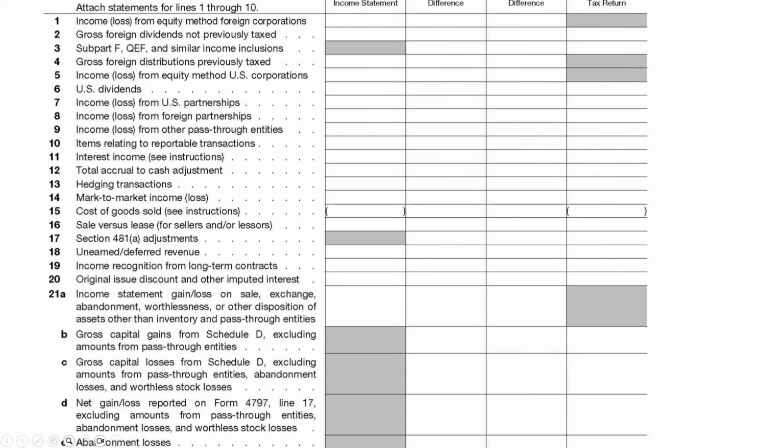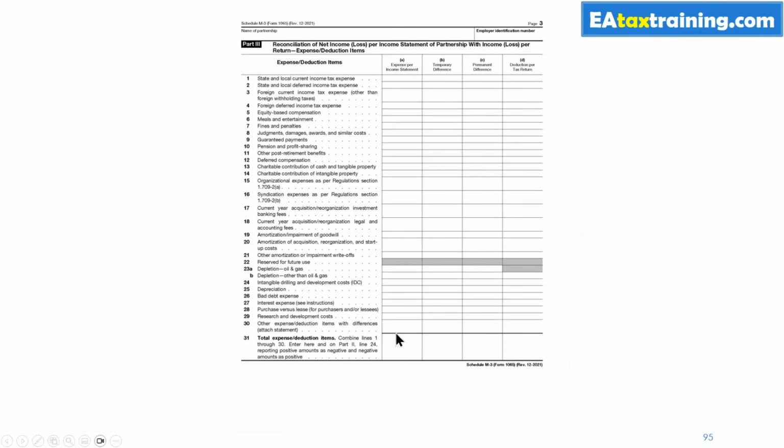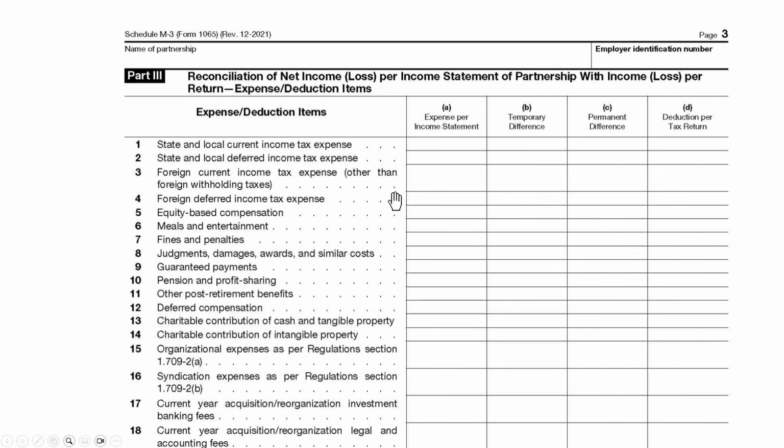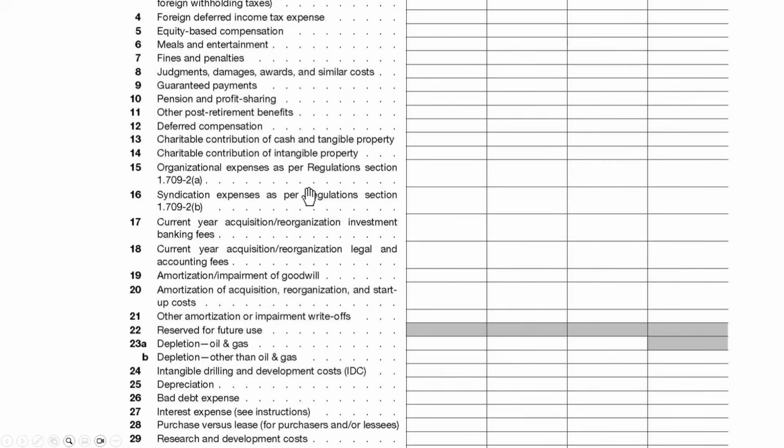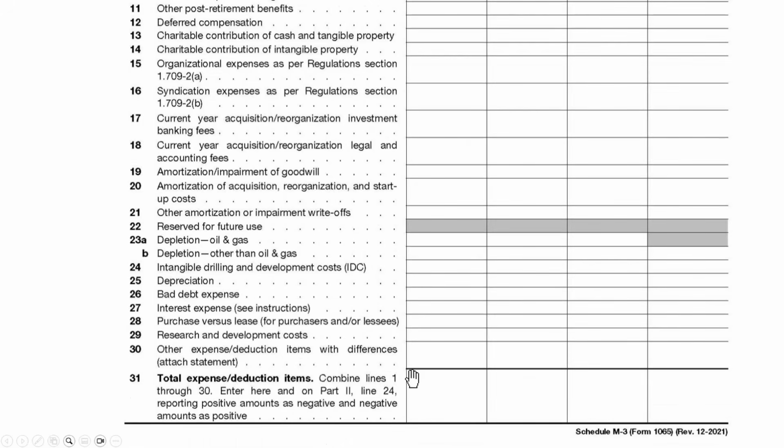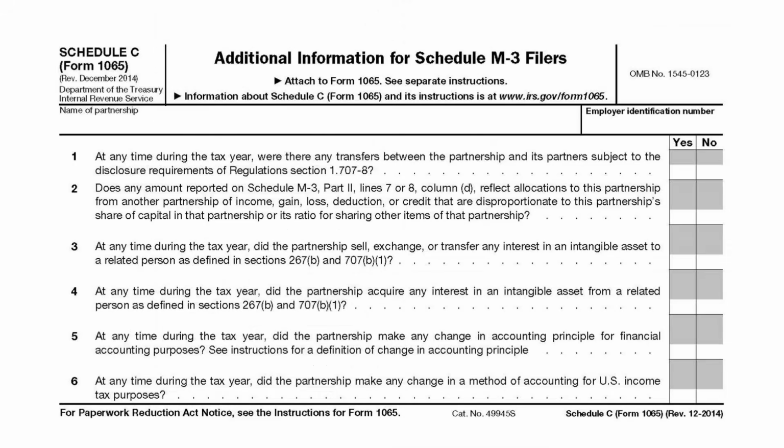And then Part 3, as you may have guessed, is where we do the reconciliation for expense items. So here we've got the book to tax reconciliation with all the details for each of the expenses. So that's the Schedule M3.